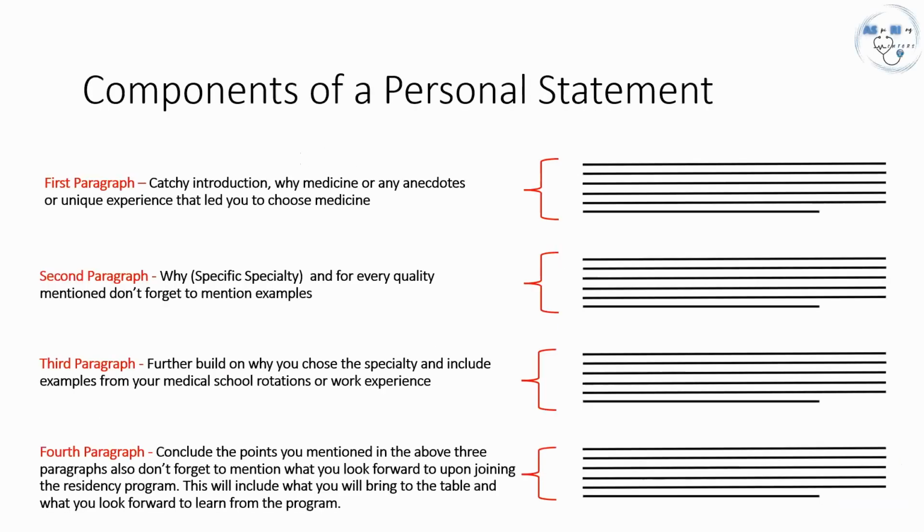Okay. So coming to the components of a personal statement. Usually it's better to have an average of 4 paragraphs, where the first paragraph, as I mentioned earlier, should be catchy and engaging. When a person is reading the first line, you should keep the reader wanting more, so that they go through the whole thing, or at least the first paragraph, and mention why you are an interesting applicant to their program. In this first paragraph, you can mention any anecdotes or any unique experience that led you to choose medicine.